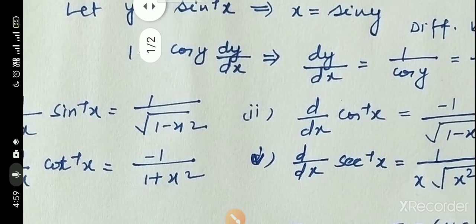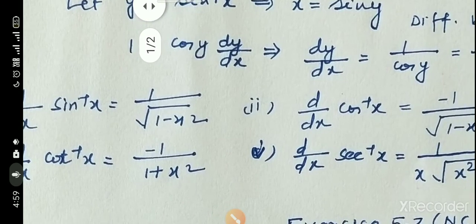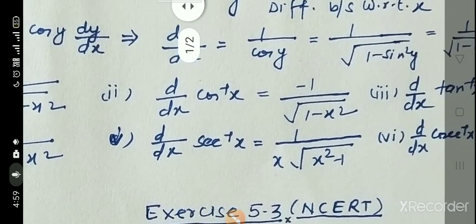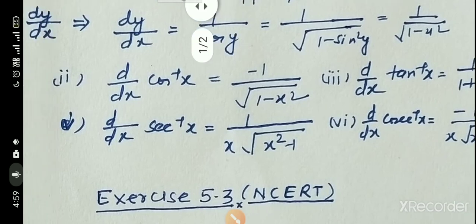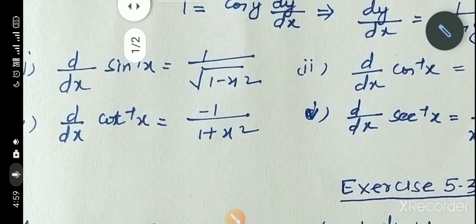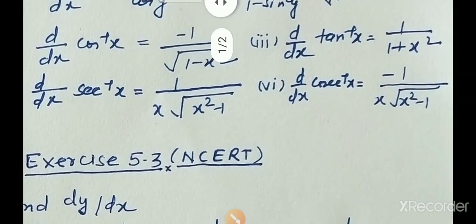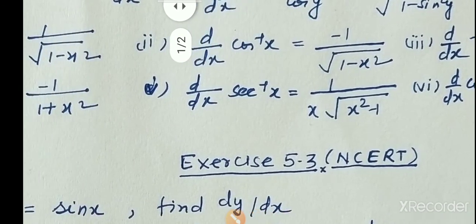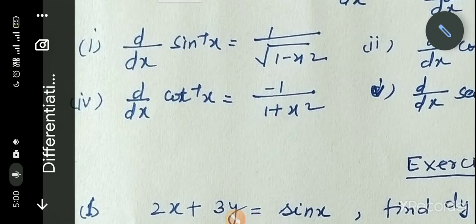You can observe here that if one is positive, then the other will be negative, means if derivative of sin inverse x is positive, then its negative will be the derivative of cos inverse x. In the same manner, derivative of tan inverse x is equal to 1 upon 1 plus x square, and derivative of cot inverse x is equal to minus 1 upon 1 plus x square. And similarly for sec inverse and cosec inverse. So that's all for the concept of how to find derivative of inverse trigonometric functions.